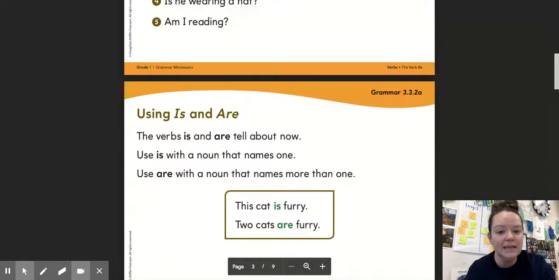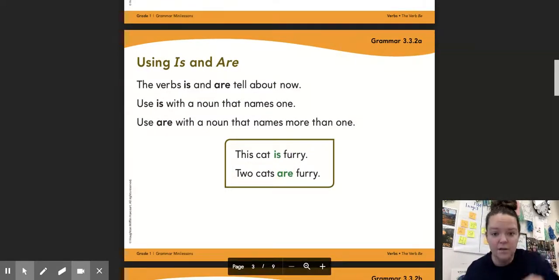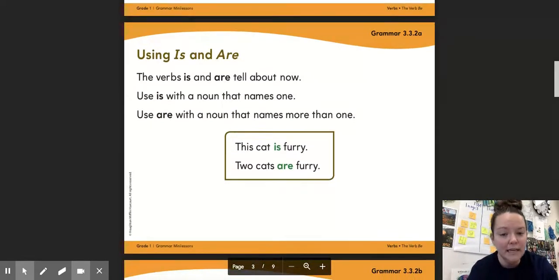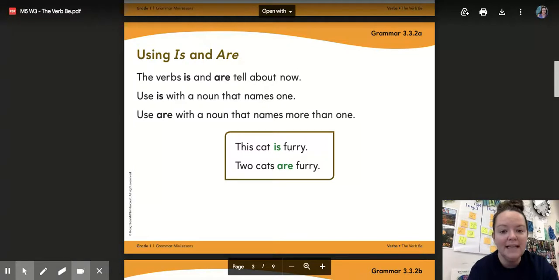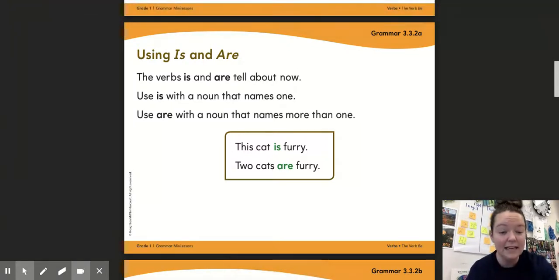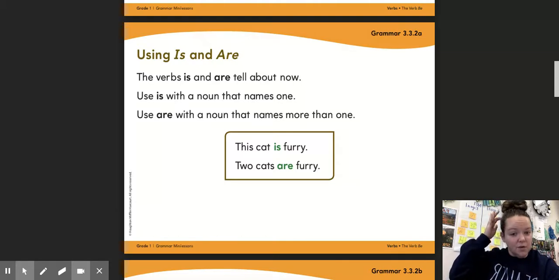Now the verbs is and are tell about right now, in this moment. We use is when a noun talks about one thing. We use the word are if you're talking about more than one thing. So, this cat is furry. You wouldn't say this cat are furry. Those don't go together. But if there was more than one cat, let's say like here, two cats, you would use are. Two cats are furry.